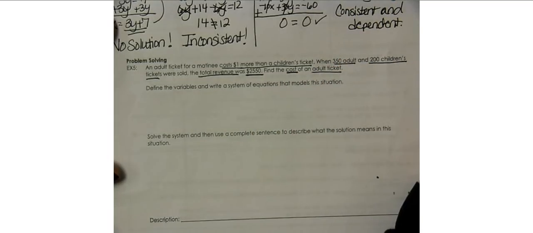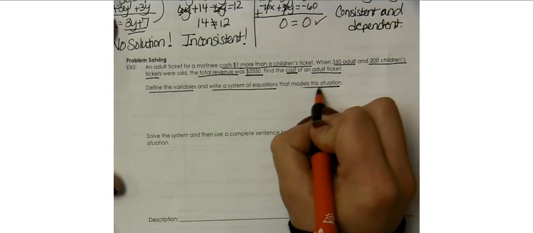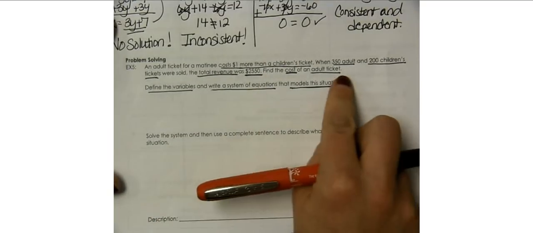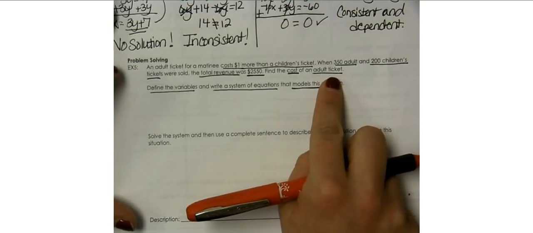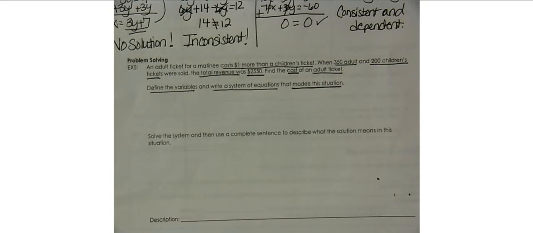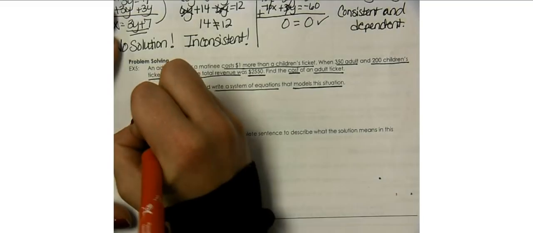So whenever we're given these types of problems, we need to define our variables and write a system of equations that actually models the system. So typically the last statement will tell you what you're trying to find, and it'll help you to define your variables. So we want to find the cost of an adult ticket, and we want to find the cost of a child's ticket. So those are our two unknowns. I'm going to let x equal the cost of an adult ticket. And I'm going to let y equal the cost of a children's ticket.